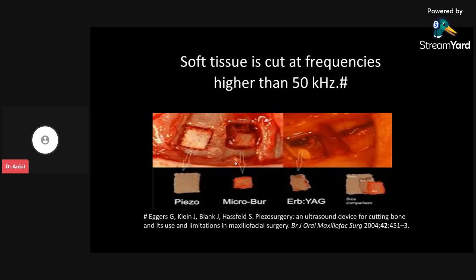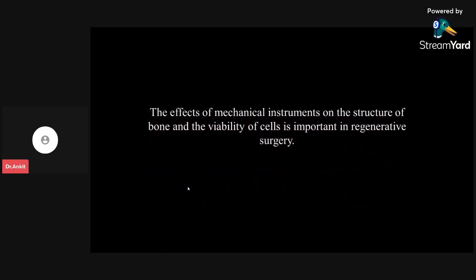You can see with the help of that piezotome, it is not including the burr. You can see the block which is being harvested from a particular site, right? You can see the dimension of a microburr, which is very small in comparison to the piezotome. And when we have the erbium YAG laser or other size comparisons, we feel that the block you have harvested, because of the size of the inserts, the tip that is being used in piezotome, is very much bigger in comparison to the other modes of cutting the bone, right?